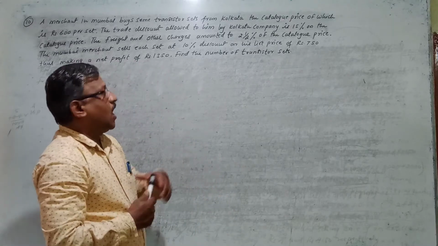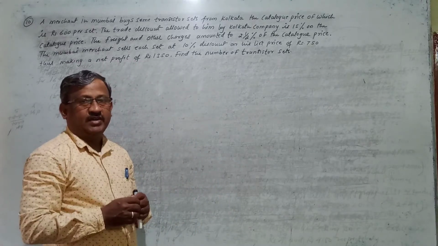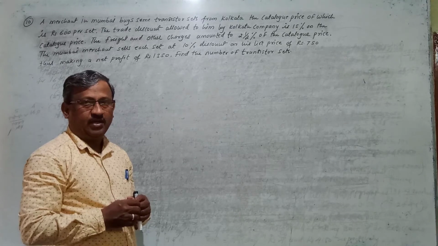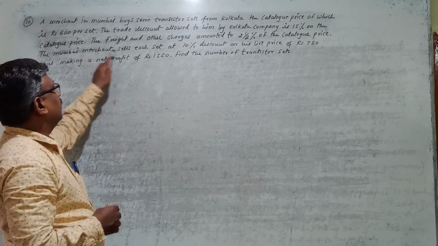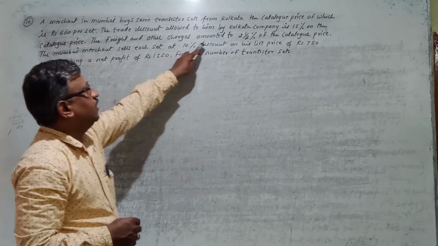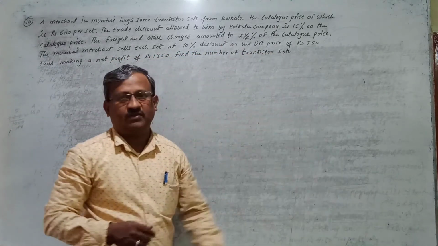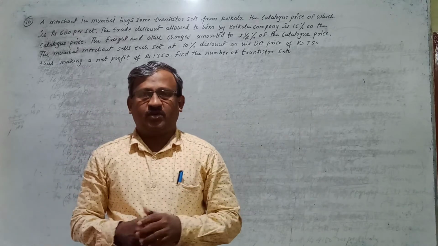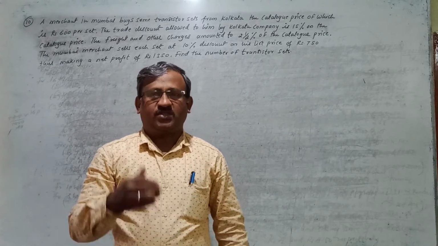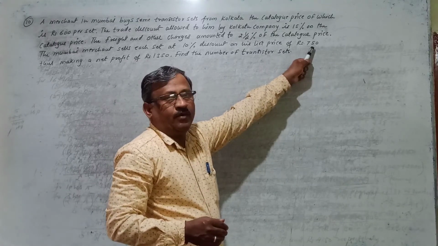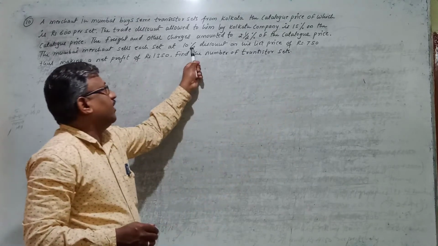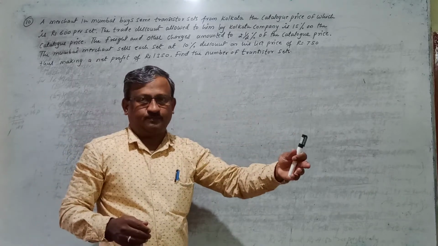So after buying the number of transistor sets from the Kolkata company, what does the Mumbai merchant do? The Mumbai merchant sells each set at a 10% discount on his list price of rupees 750. Means again the Mumbai merchant fixed the price of the same transistor set at rupees 750, and on this fixed price he is giving a 10% discount to his customer.